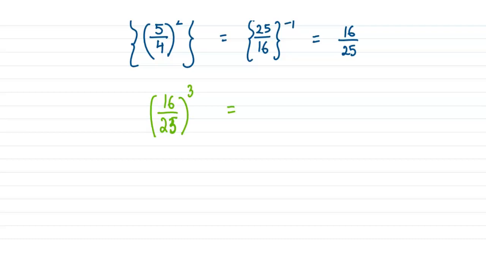So now, quickly do the multiplication in your head. What is 16 raised to power 3? So we get the answer 4096 divided by 15,625. So this is the answer. Because it is a proper fraction, the numerator is smaller than the denominator, we will leave it as it is.